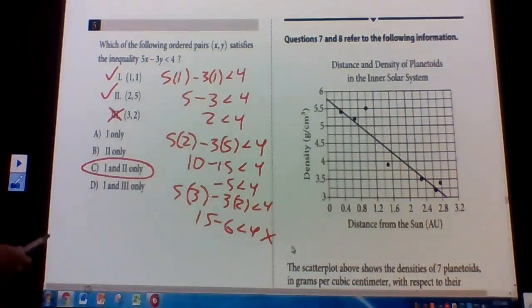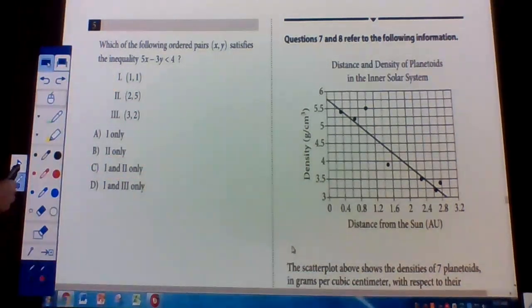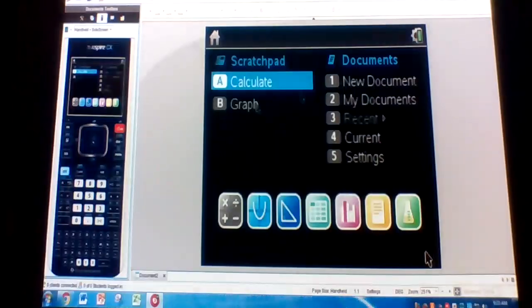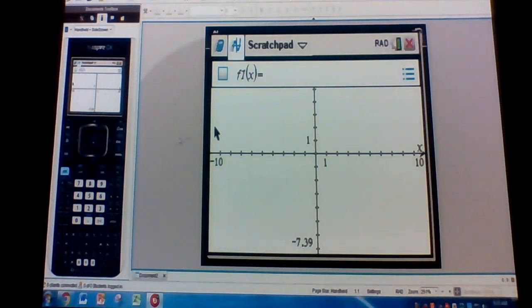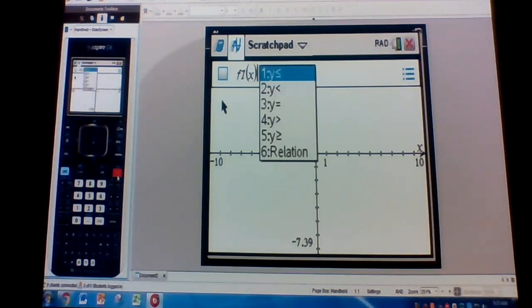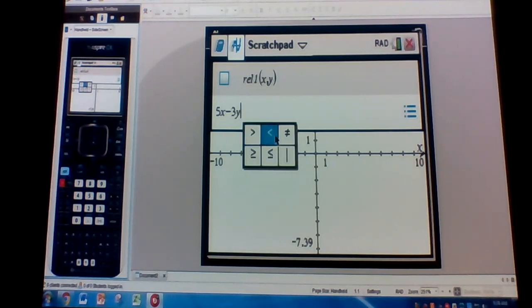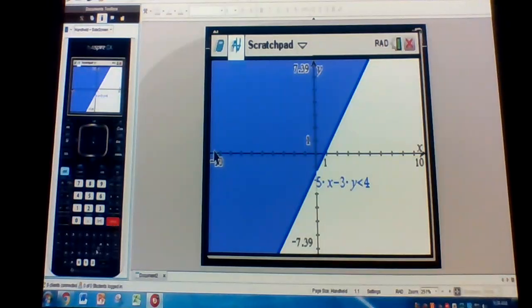Okay, we can use the calculator on this one. So you can graph this inequality. What is it? 5x minus 3y is less than 4. So if we go to the graph, we want an inequality, so we need to hit delete. So I'm just going to do relation. Our relation was 5x minus 3y. You get control enter, and we want less than 4. Okay, you hit enter here.